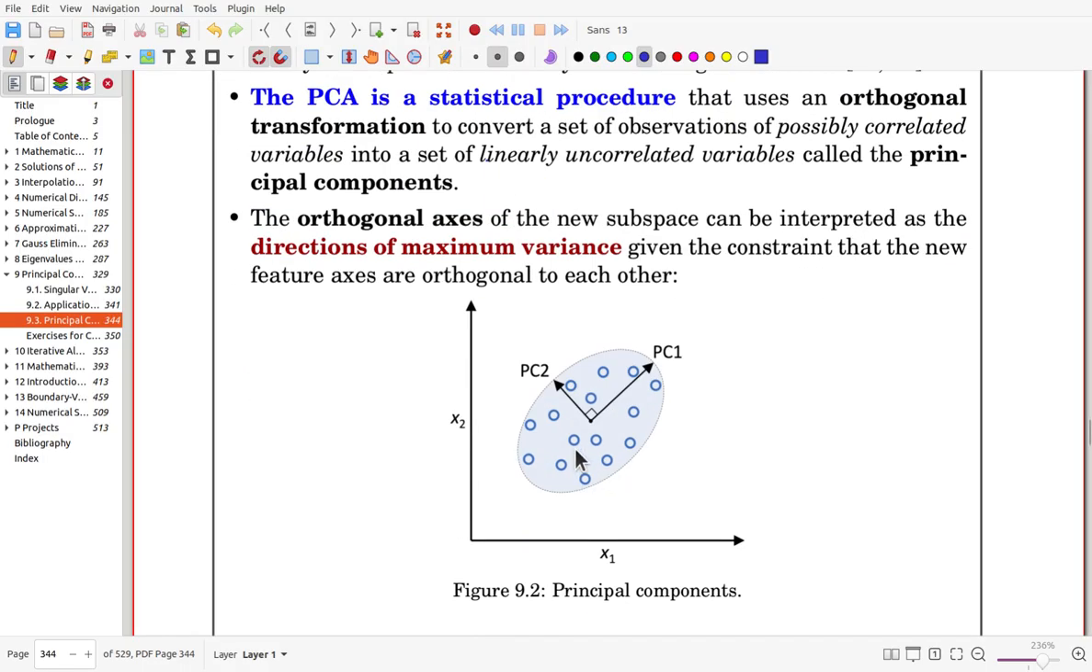See this figure. For this given data distribution, the maximum variance direction looks like this one. So that is the first principal direction, and the second one must be orthogonal. So we have the second principal direction, orthogonal to the first.